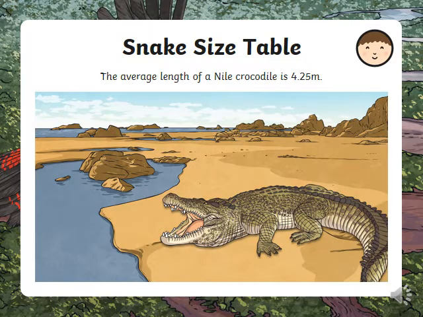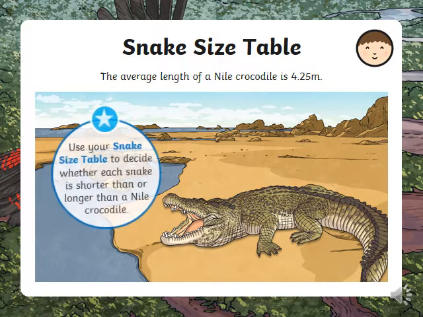Now, using your table, you need to keep that in front of you, and we're going to see if we can use that information to help us find the average length, whether something is longer or shorter. Here we have the Nile crocodile, and the average length of a Nile crocodile is 4.25 meters.